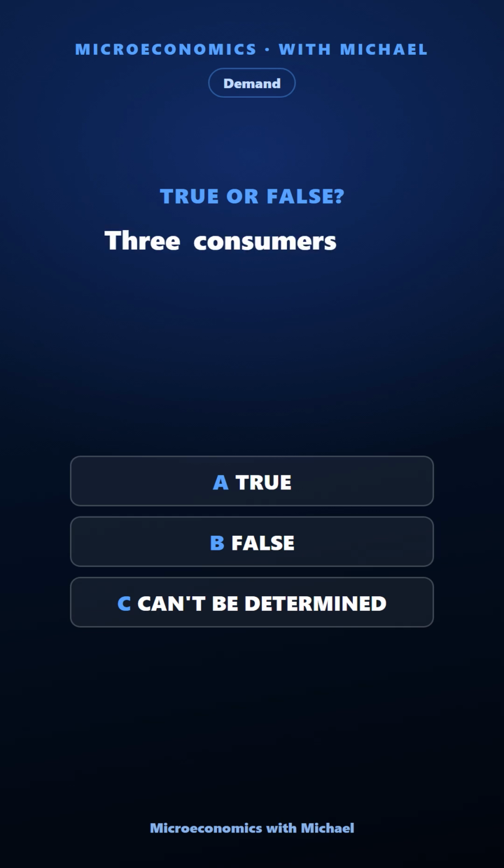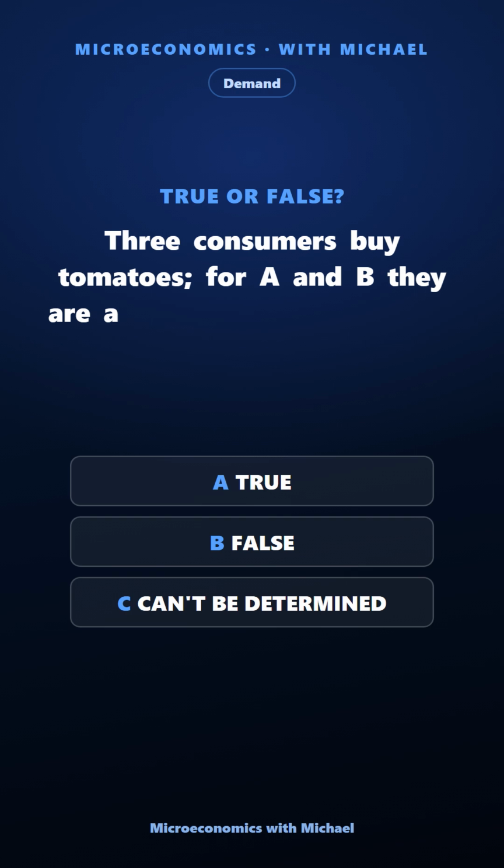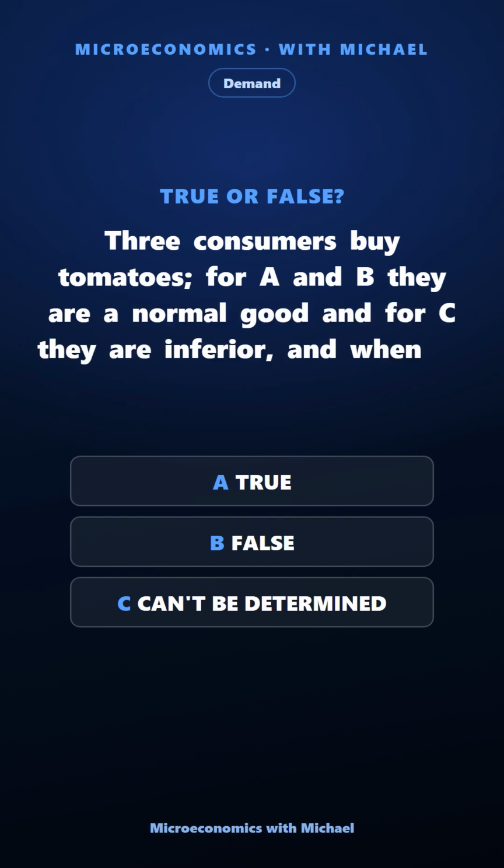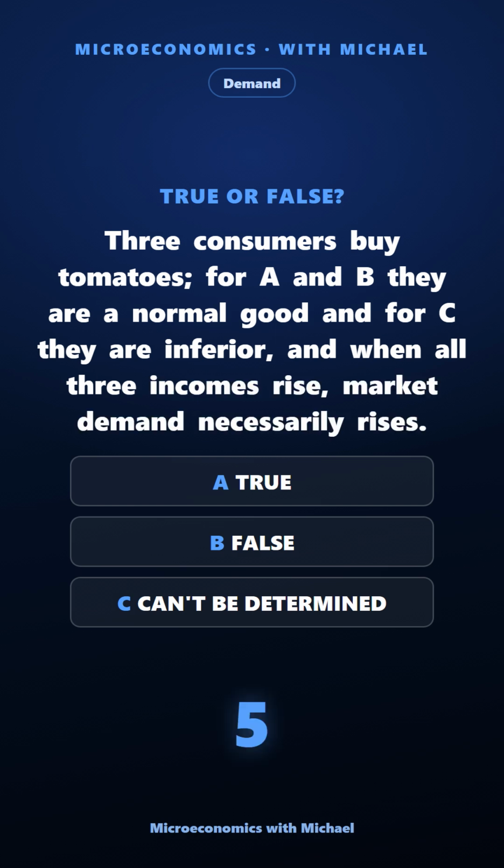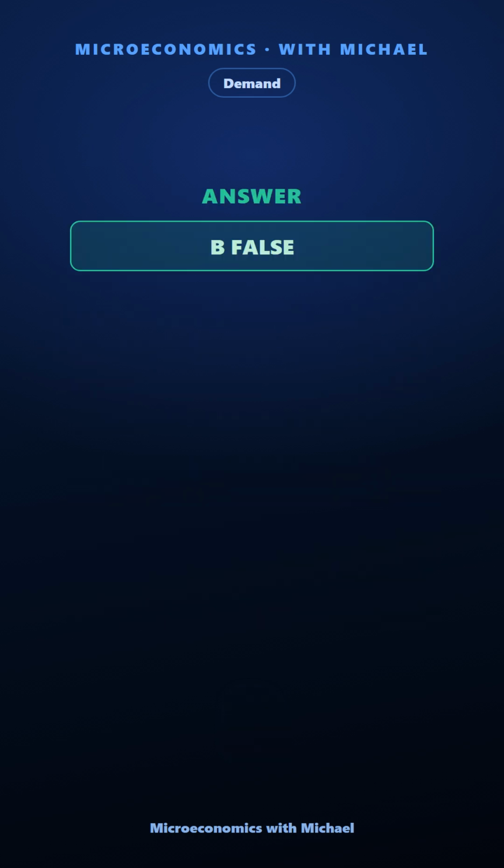3 consumers buy tomatoes. For A and B they are a normal good and for C they are inferior, and when all 3 incomes rise, market demand necessarily rises. True, false, or can't be determined. The answer is false. Incorrect.